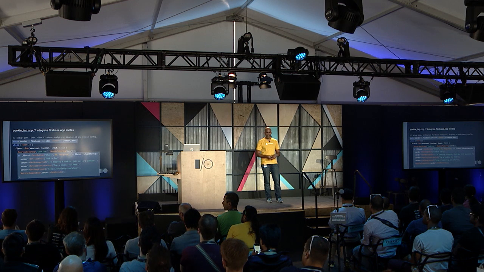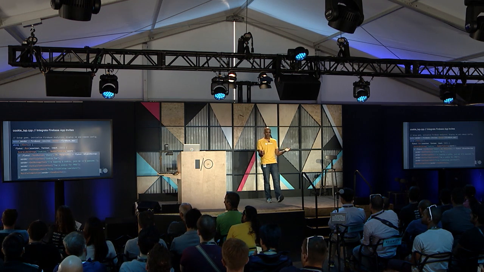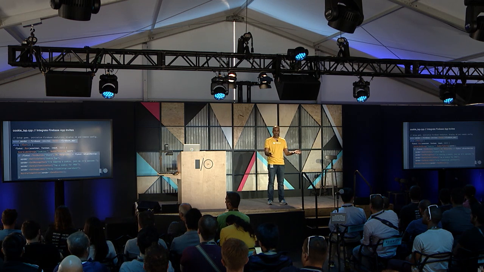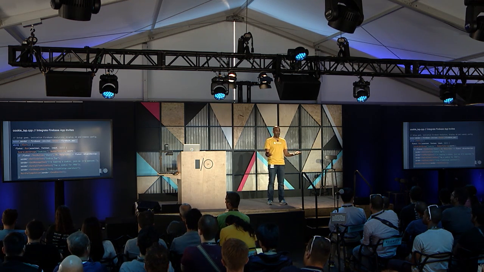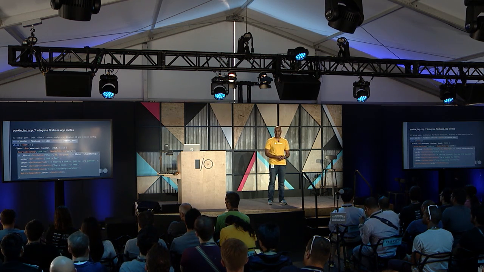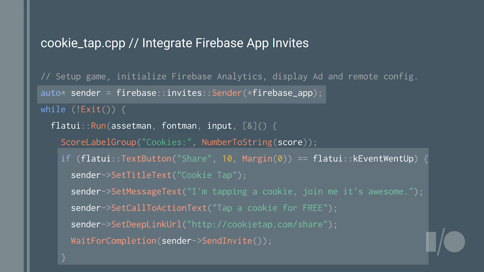Okay, so now I want to figure out how to increase my audience size. So I could use my cookie clickers, right? I could use the people who are playing to share the app with their friends. So I can add app invites to my cookie tapping application. So here I create a sender, which is a way to send an invite to people's friends. I've added a button, which is a share button. When the button is tapped, I'm creating a send message.